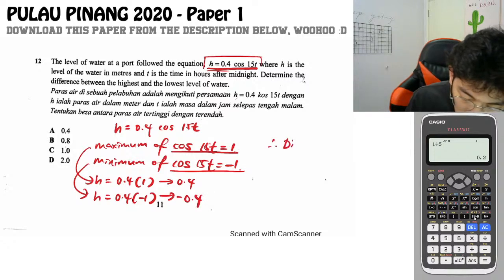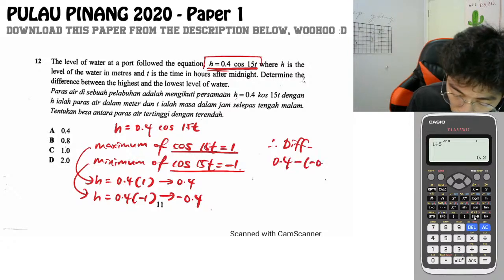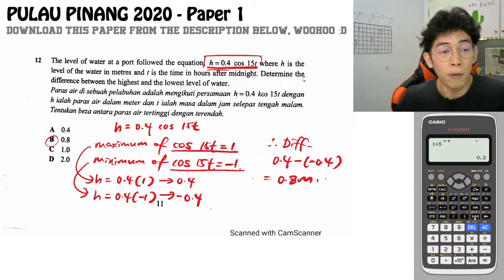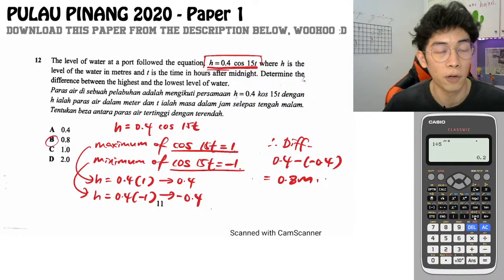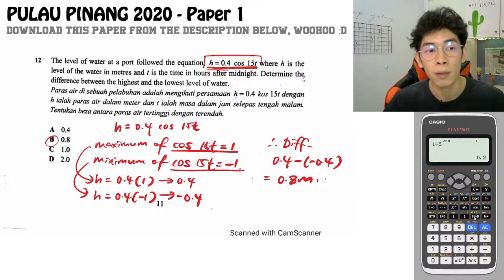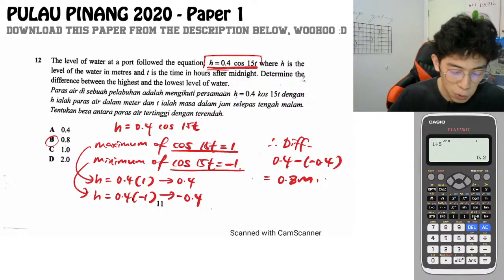So therefore the difference will be 0.4 minus -0.4, so you get 0.8 meters. So that's how I get it. But of course there are a few more different ways of explaining it. So if you're interested, I can send you the workings. Never mind, I'll just go through the next one.